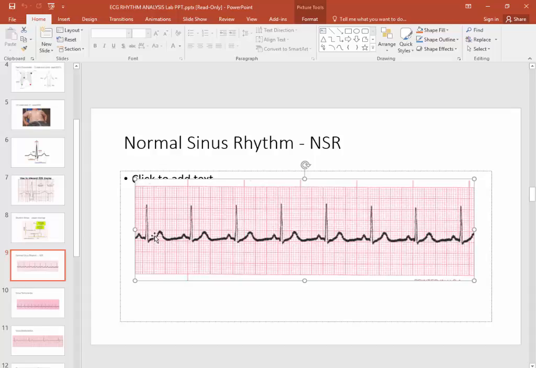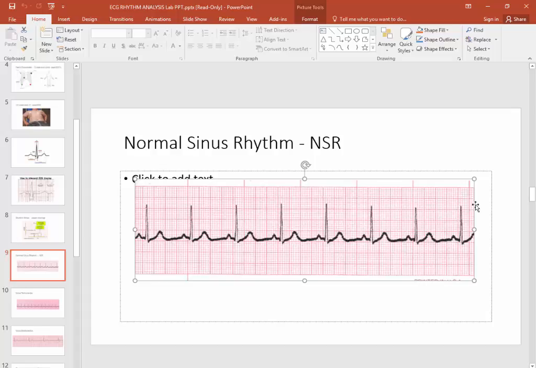So how many QRS complexes do we have in there? 1, 2, 3, 4, 5, 6, 7, 8, right? 8 in 6 boxes, right? Everybody agree with that? So what is the heart rate? 8 times 10, 80. So that's a real easy way to do this, is just find 6 seconds.